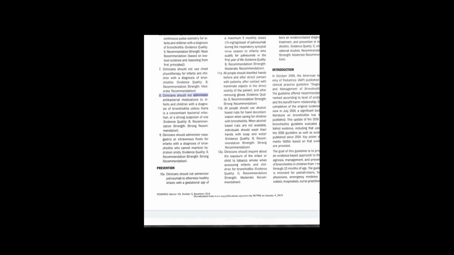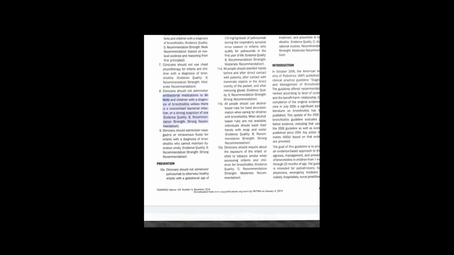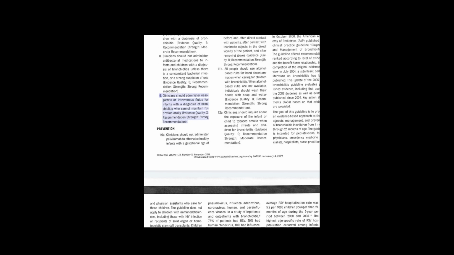7. Clinicians should not use chest physiotherapy for infants and children with a diagnosis of bronchiolitis. 8. Clinicians should not administer antibacterial medications to infants and children with a diagnosis of bronchiolitis unless there is a concomitant bacterial infection or a strong suspicion of one. 9. Clinicians should administer nasogastric or intravenous fluids for infants with a diagnosis of bronchiolitis who cannot maintain hydration orally.